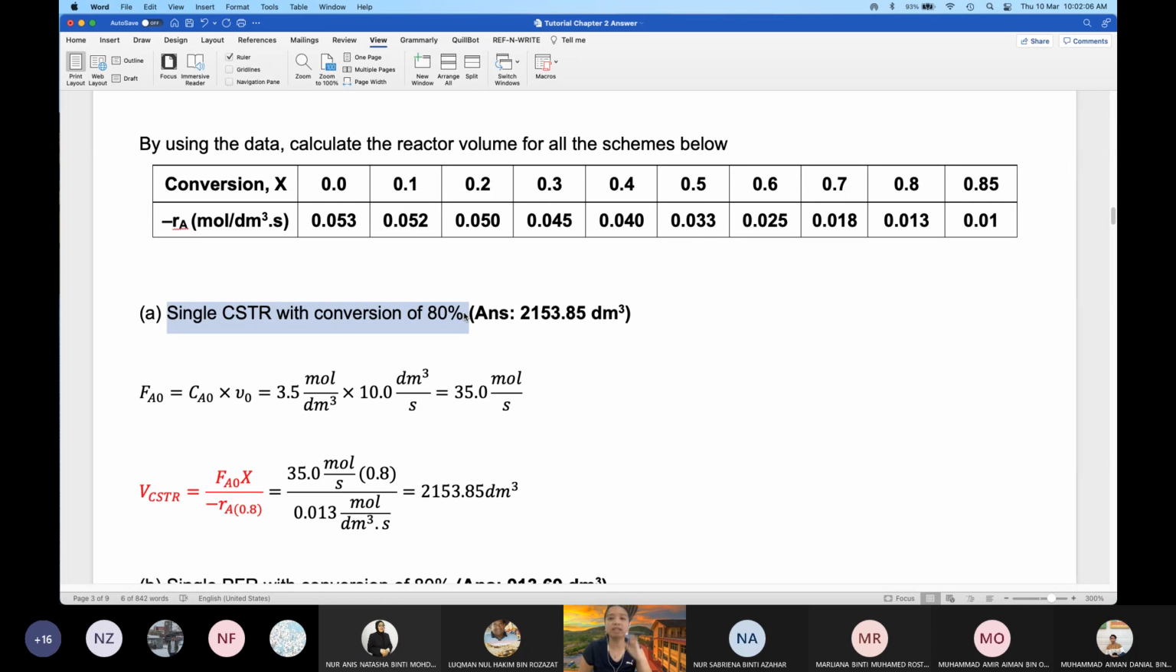If you are not sure where to start, you can always start from the design equation first. You know the design equation: volume of CSTR equals FA0 X over minus RA, where minus RA is evaluated at the X you want. If we want to find the volume, on the left hand side is our unknown. On the right hand side, there are three values, FA0, X and minus RA, and you have to find all of them. If you cannot get all three values, you will not get the CSTR volume.